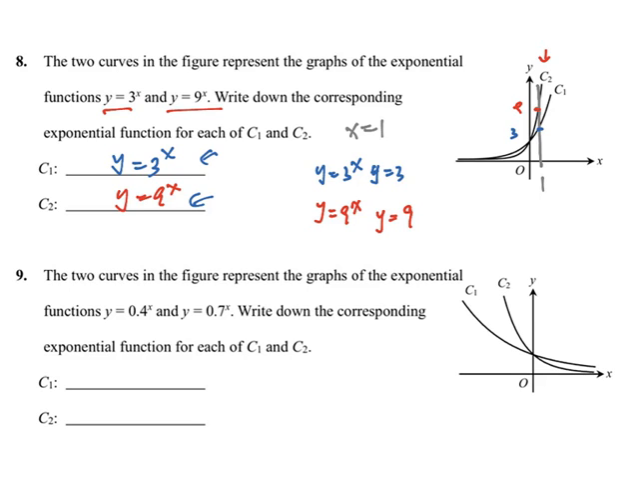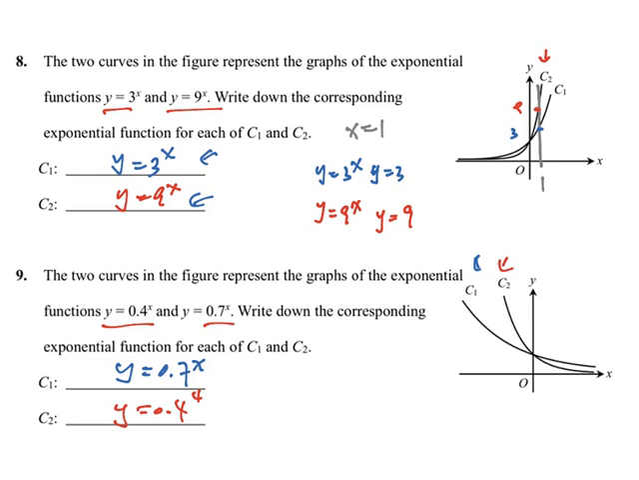Lastly, we'll check this one. For y equal to 0.4 power x and then 0.7 power x. So if you remember, the smaller number for this case is closer to the y-axis. So this one is closer. And then this one is far away, so it's bigger.